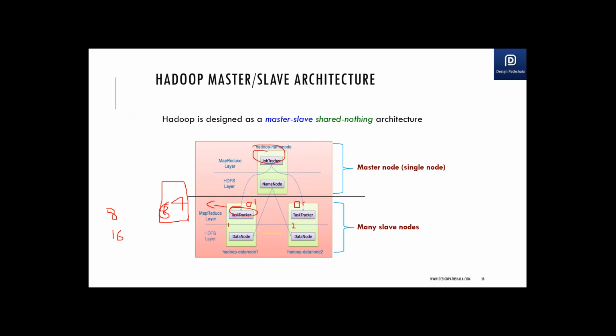So here we have two data nodes, one and two. What I understood is that each data node has a single instance of task tracker, and those task trackers will be managed by the job tracker, right? There will be only one job tracker in the cluster, not more than one. Yes, job tracker is only one, but task trackers can be many, provided each data node will have a single task tracker, right? Yes.